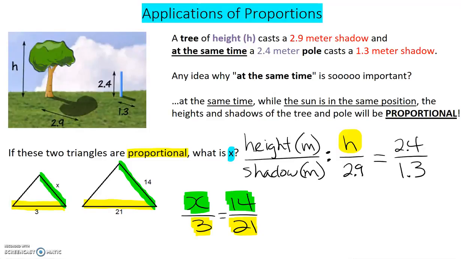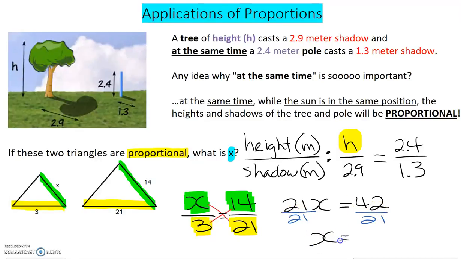So now you can do what? You can do your cross multiplication. In this case, we'll get 21x is equal to 14 times 3, which is 42. Now, the only step we need now is to get x by itself, so divide both sides by 21, and we are left with the answer 2. And there we go. That's how you apply proportions.